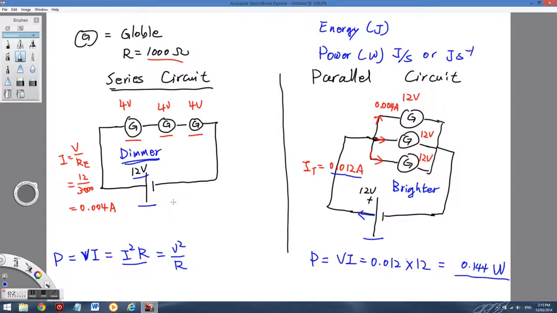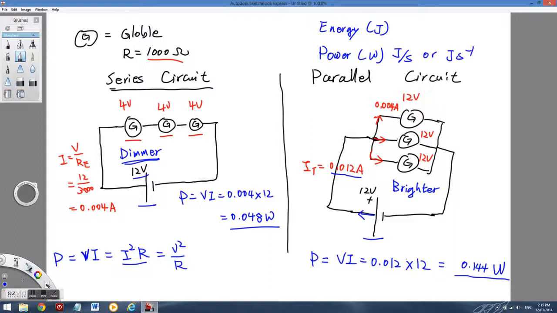Now from here, the power will be 0.004 times 12, which will be 0.048 watts. The power is 3 times larger. So in parallel, they become brighter. They use 3 times more power. This is the difference. Because the current is low here, it's dimmer.